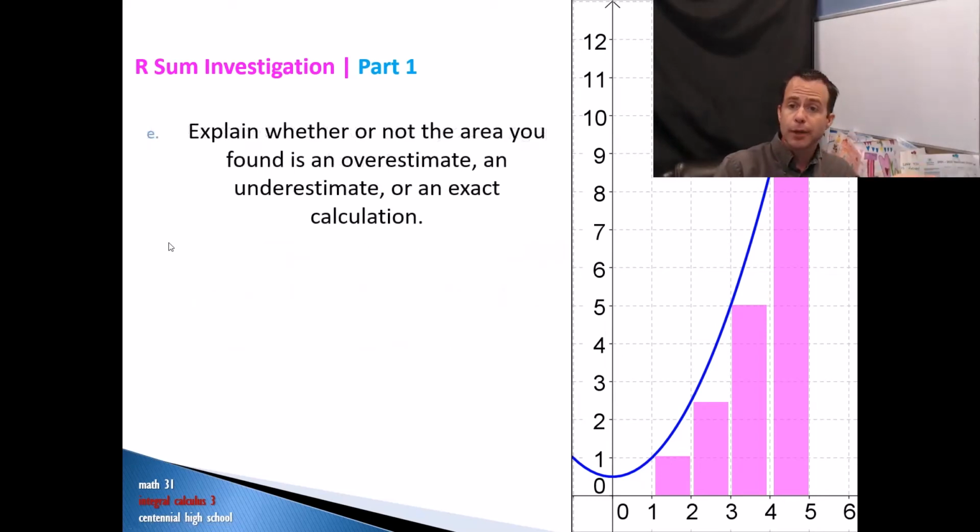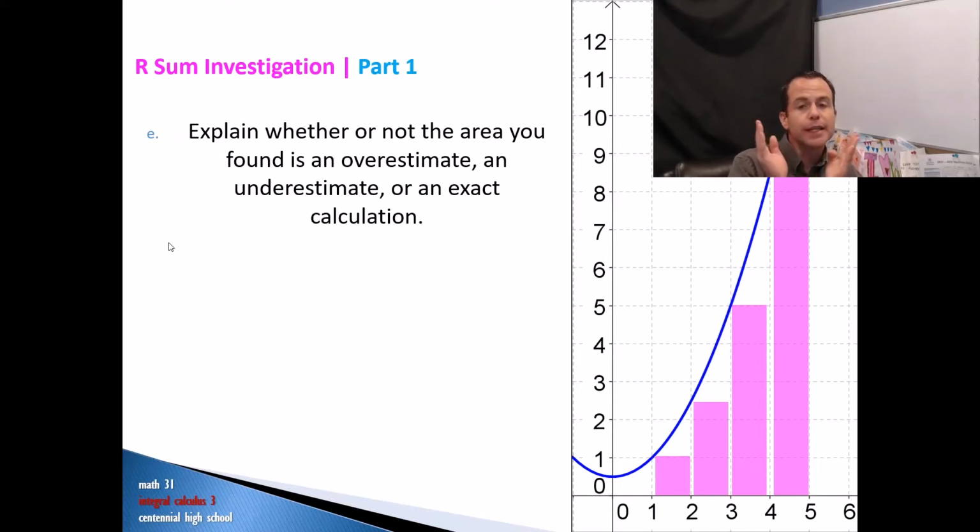All right, explain whether or not the area you found is an overestimate, an underestimate, or an exact calculation. Well, we just talked about that. It is definitely an underestimate because I've got white spots there that aren't included in my rectangle. So how do I make those white spots smaller? I make my rectangles skinnier.